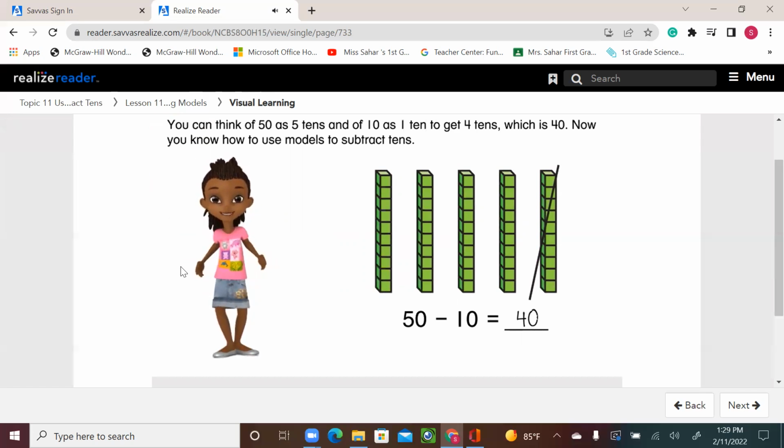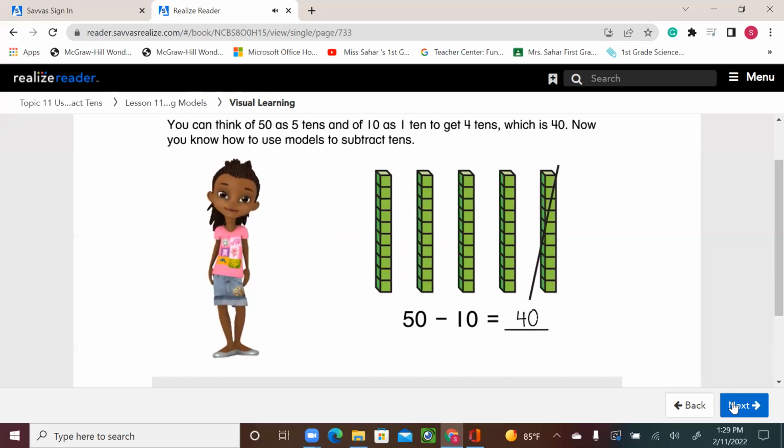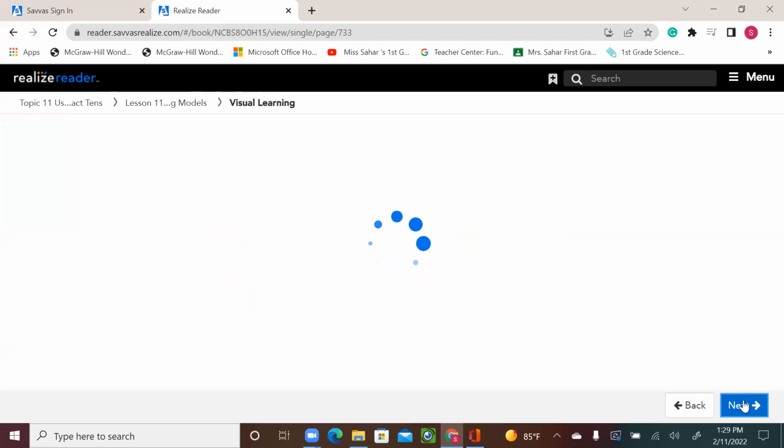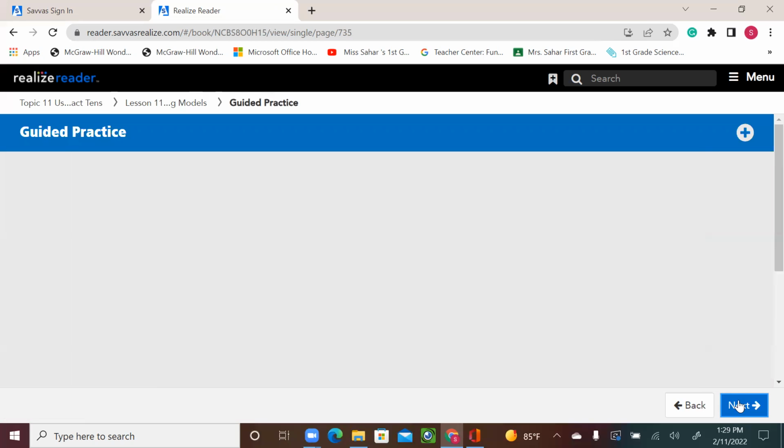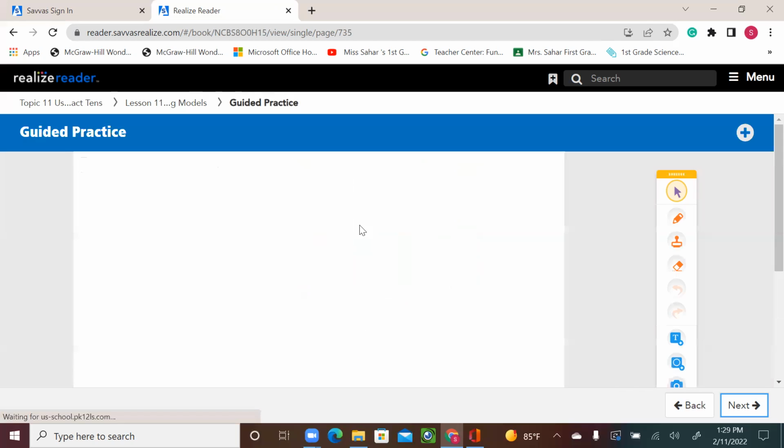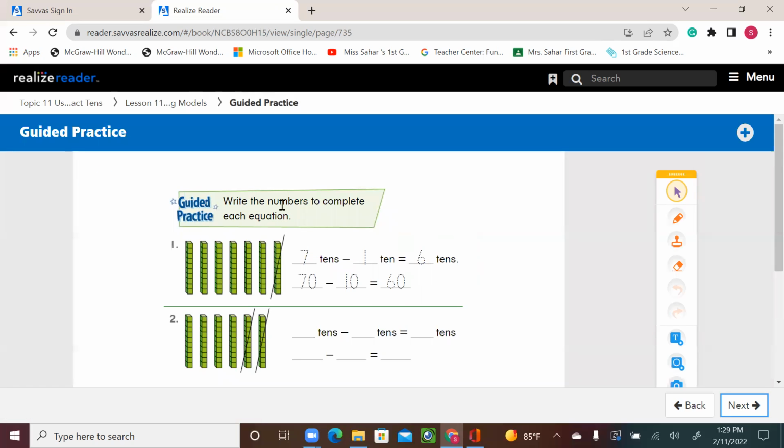You are good at math. All right, let's go to our guided practice, page 454, and see what we have here. Write the numbers to complete each equation. So we have rods of tens, take away 1 ten, and then we see the answer. So let's see what we have first.